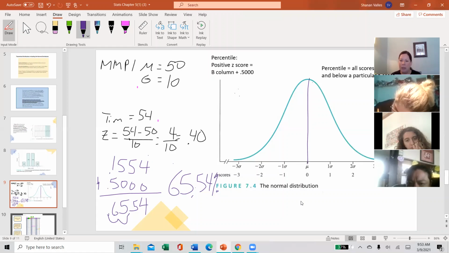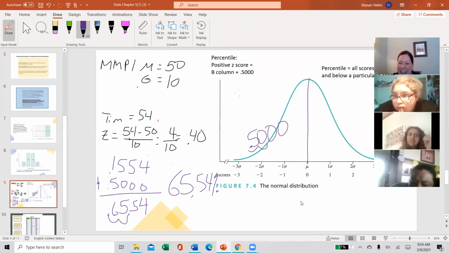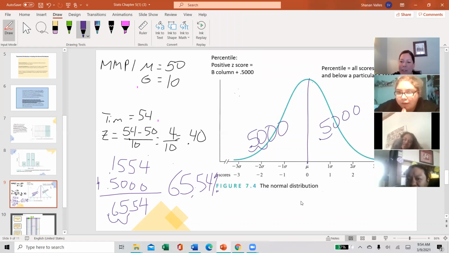Right in the middle is the mean. We know that on one side, below the mean, is going to be 0.5000 proportion. I think sometimes it's easier to visualize it in percentages. If we move that decimal over, it's 50%. 50% of people are below the mean, and then 50% of people are going to be above the mean.